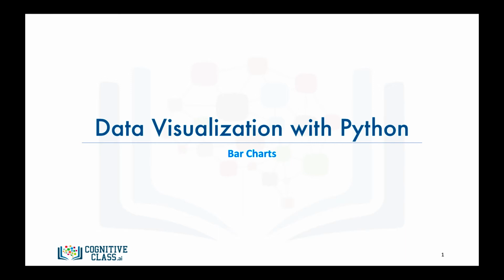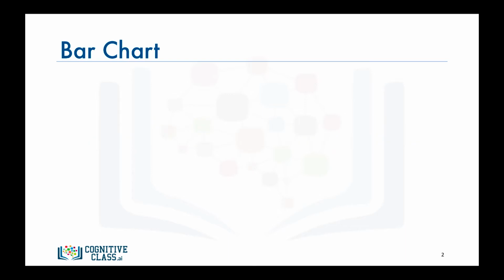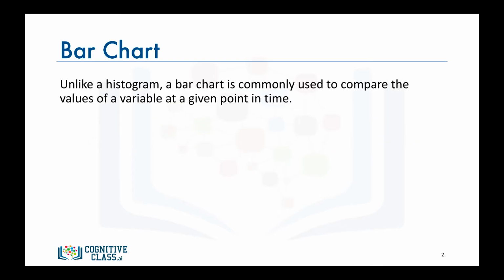In this video, we will learn about an additional visualization tool, namely the bar chart, and learn how to create it using Matplotlib. A bar chart is a very popular visualization tool. Unlike a histogram, a bar chart, also known as a bar graph, is a type of plot where the length of each bar is proportional to the value of the item that it represents. It is commonly used to compare the values of a variable at a given point in time.